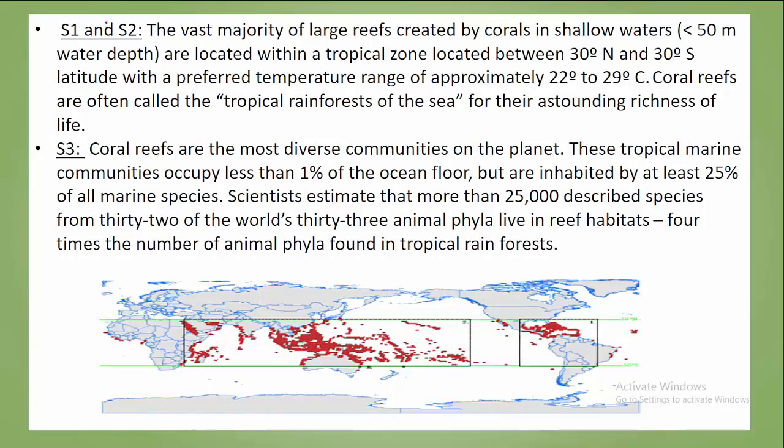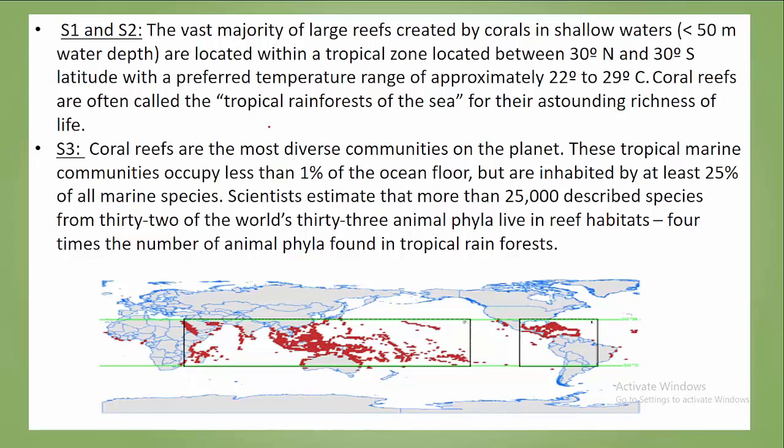Why is it so? In statements 1 and 2, the vast majority of large reefs created by the corals in the shallow waters are located within the tropical zone located between 30 degrees north and 30 degrees south. Here I have given you a diagram as well. So you can see that the maximum coral reefs are in these regions near Indonesia, Philippines, Australia and all.